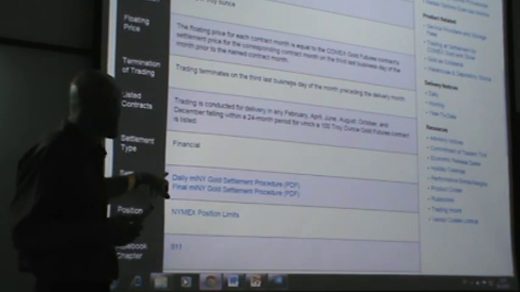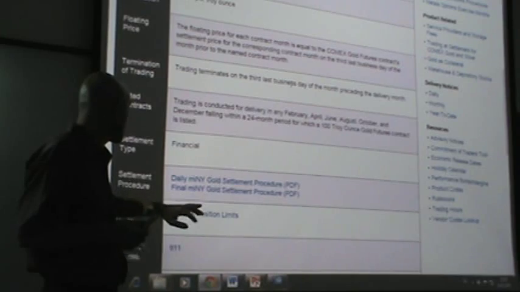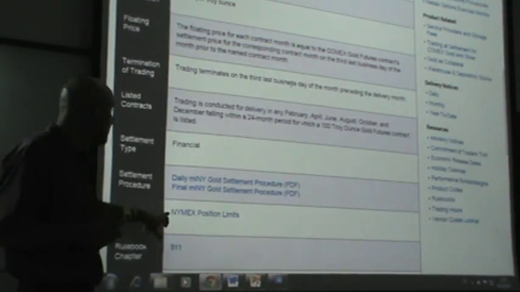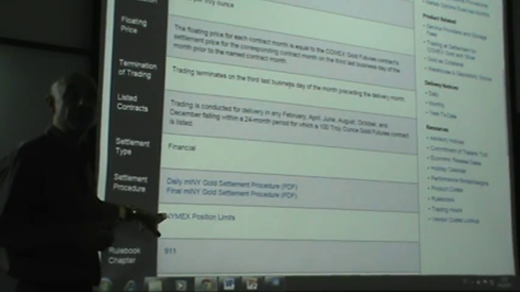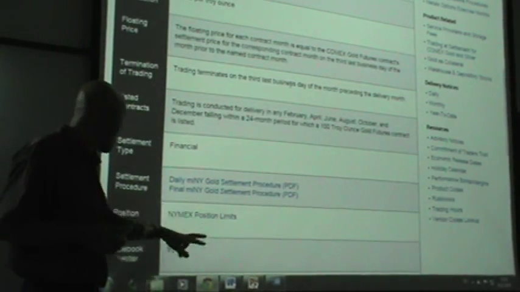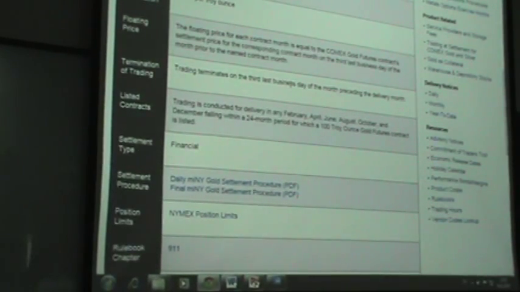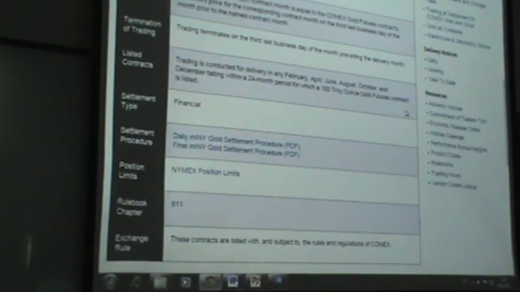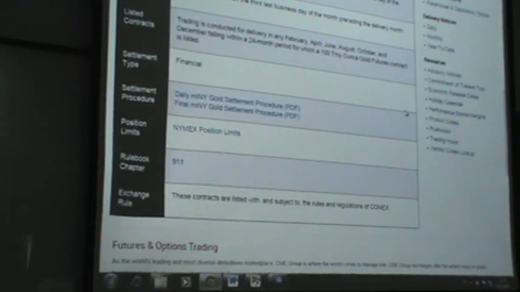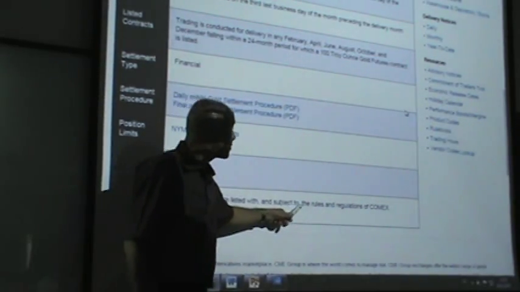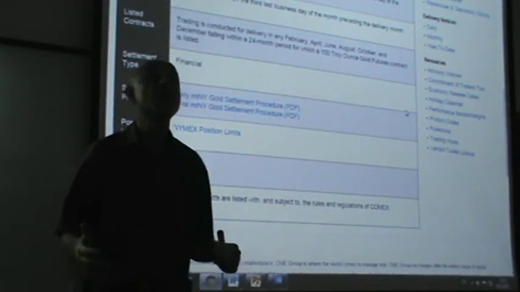Settlement procedure. There's a daily procedure, there's a final procedure, whatever that is. You can click and find the contract. And for position limits, there will be a separate page which will provide you all position limits. And the rulebook chapter, you can see, is 9.11. It tells you where the rules are. And it's very clear: these contracts are listed with and subject to the rules and regulations of COMEX. So that's it.